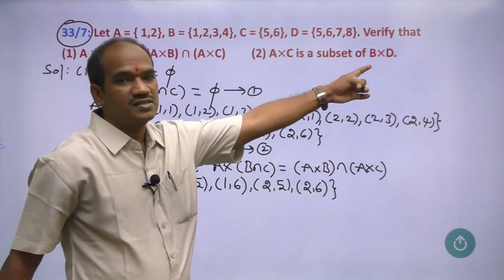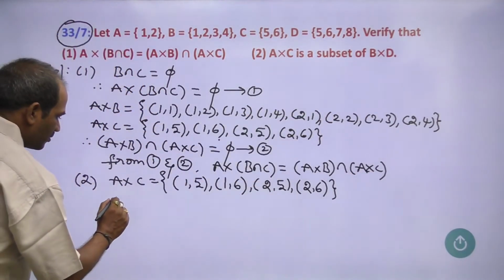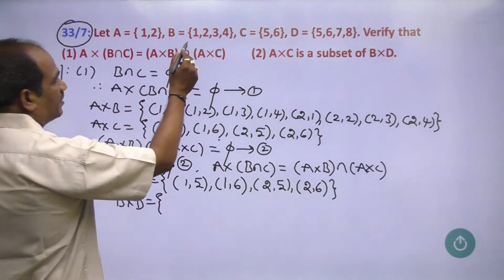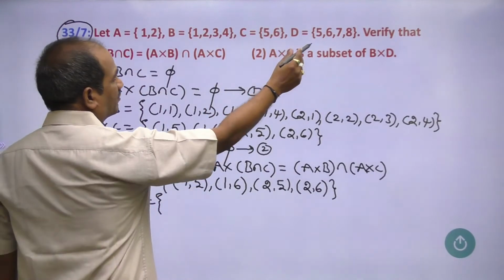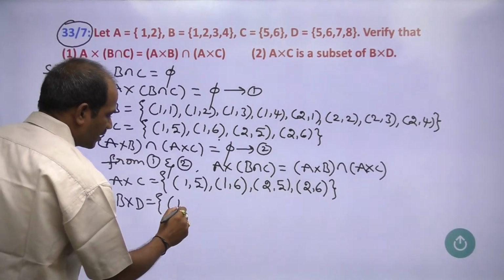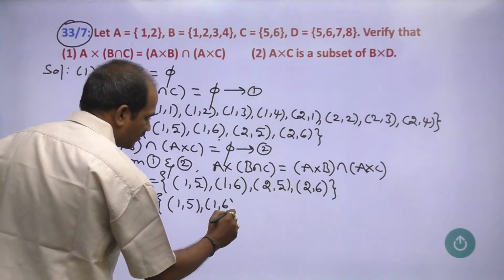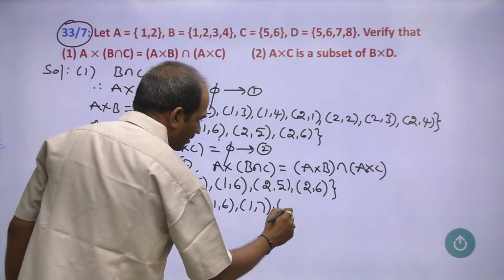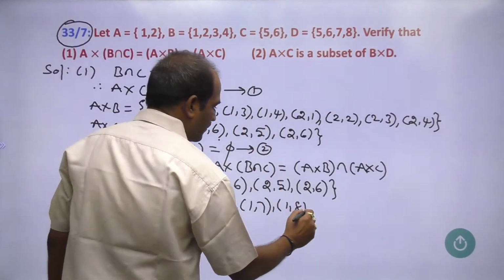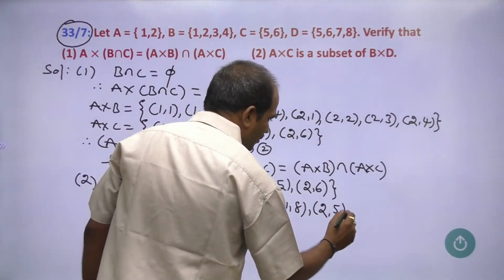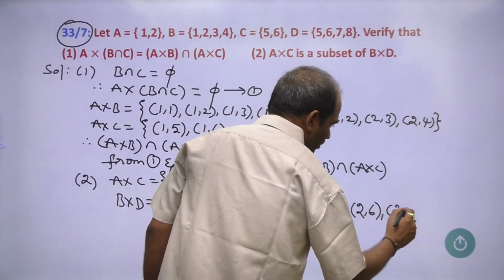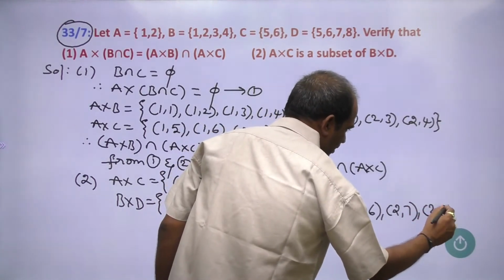Next, B×D, the cross product of B and D: 1,5; 1,6; 1,7; 1,8. Next, 2,5; 2,6; 2,7; 2,8.